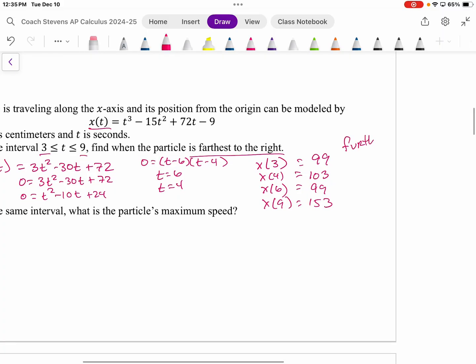Furthest to the right when t equals 9 seconds. Because it has the biggest value.